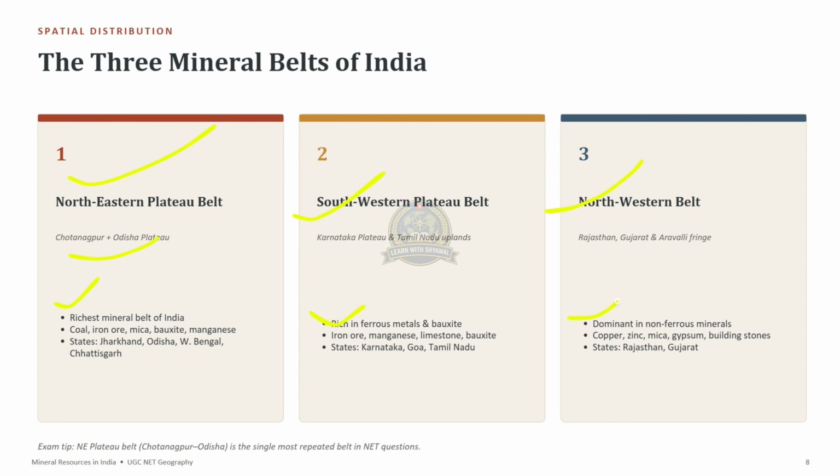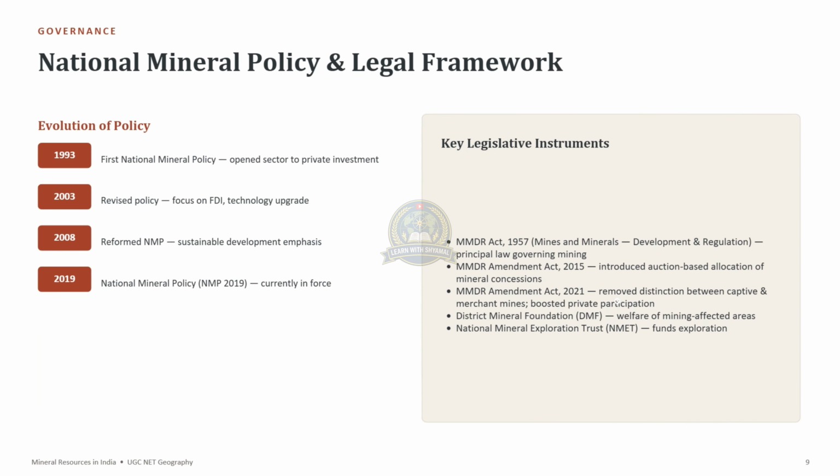States: Rajasthan and Gujarat. The Northeast Plateau Belt, like Chotanagpur and Orissa, is the single most repeated belt in NET questions in geography. Remember that.